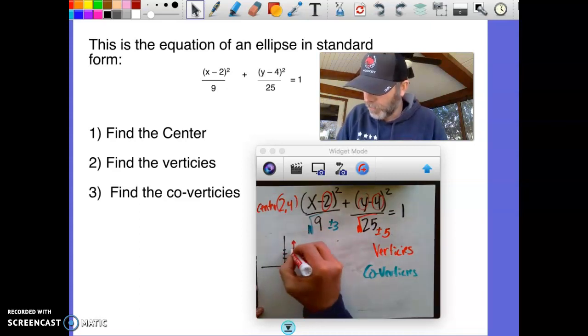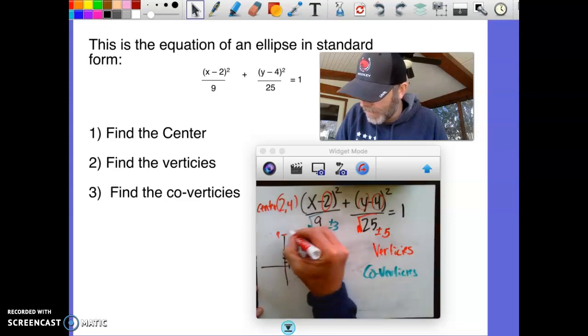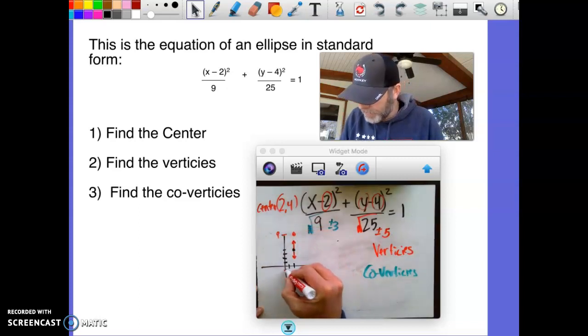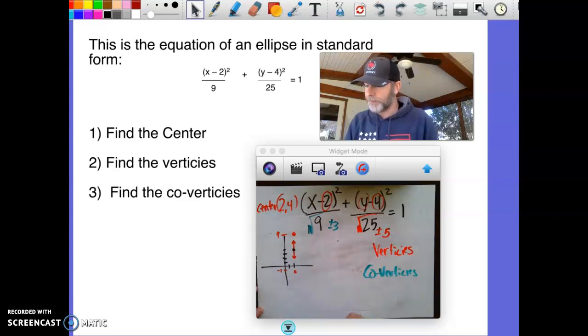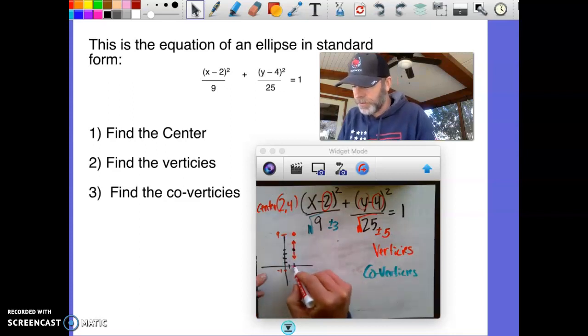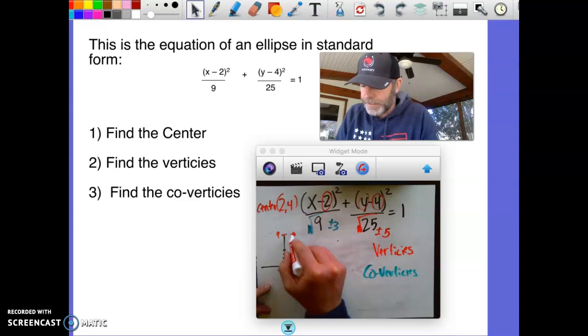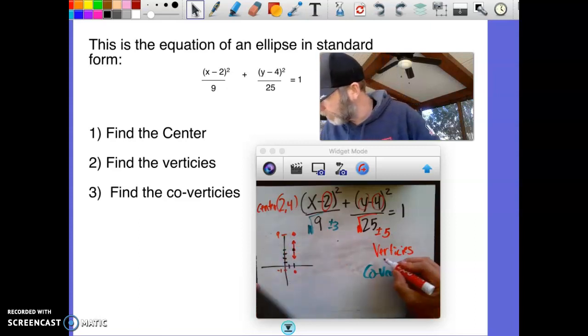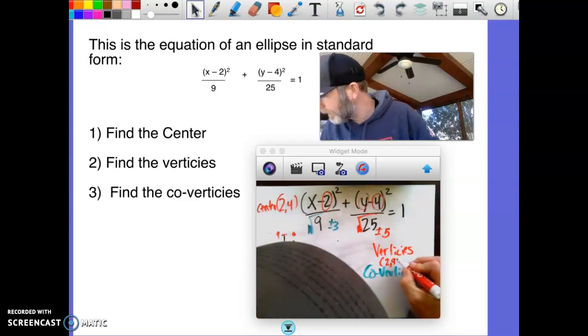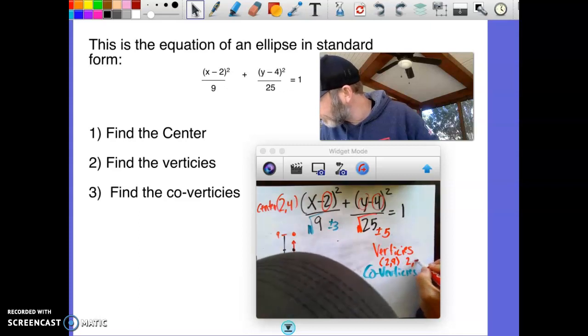So this is at 4, so 5 units up, this is going to be at 9. Down 5, this is going to be at minus 1. So my vertices then are 2 for the x value and positive 9 and minus 1. So here's how I write them. 2, positive 9, 2, minus 1.